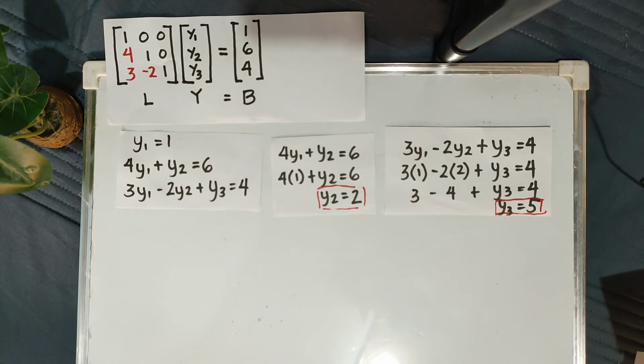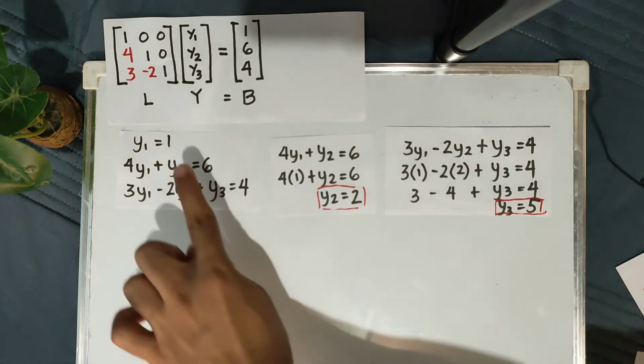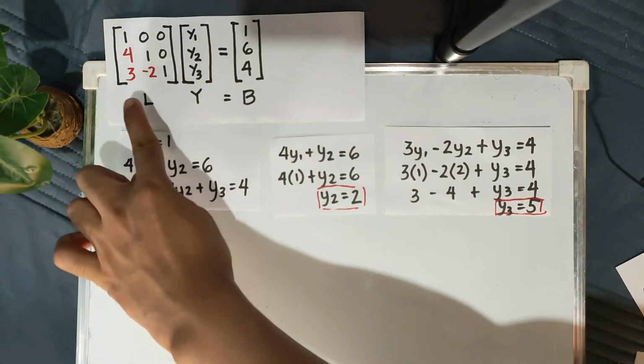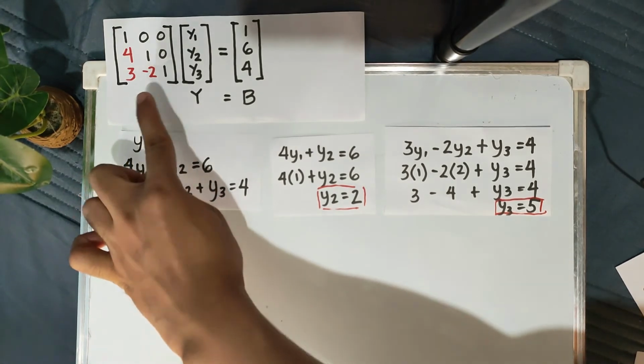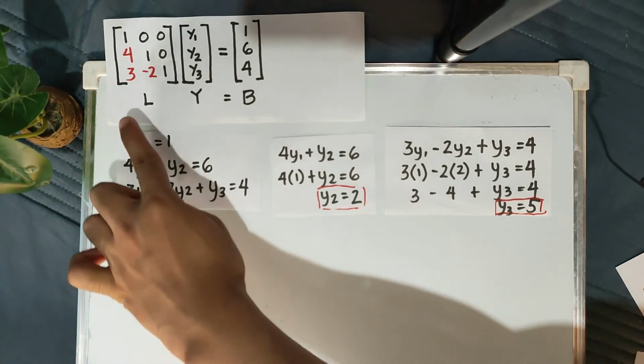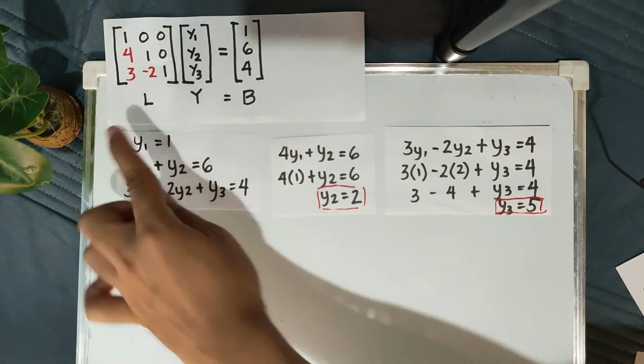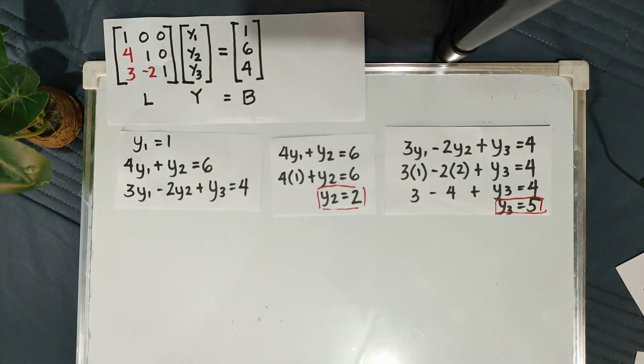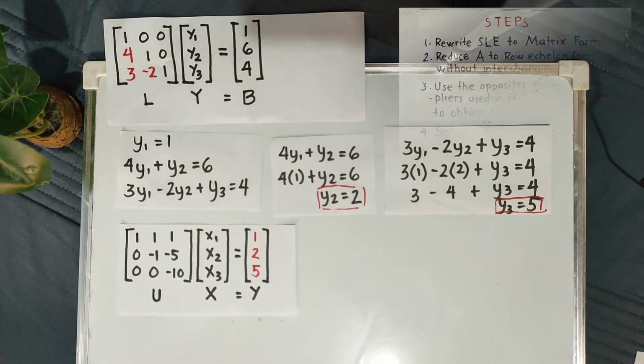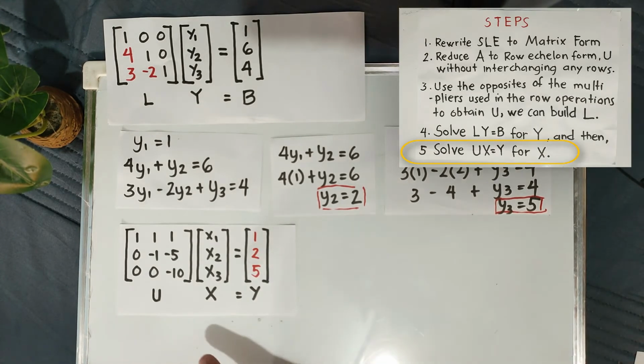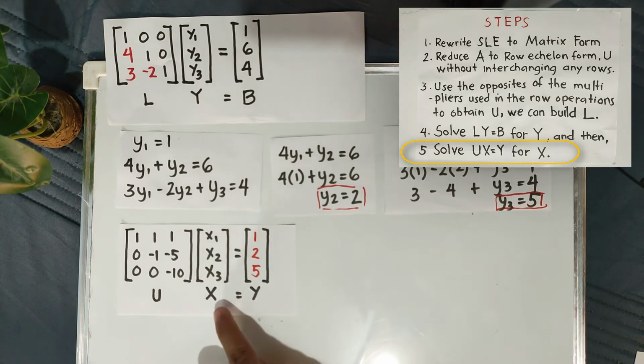What to do next? As you can see, nagamit na nato ang value or ang matrix ni L, ni lower triangular matrix. So, ang wala pa nato nagamit karon is si upper triangular matrix. So, atong gamiton si upper triangular matrix. We will write this in this form. U times x equals y to solve for x.